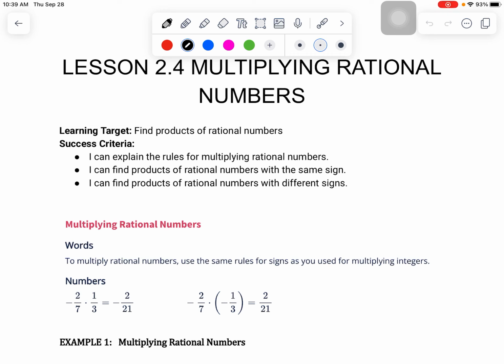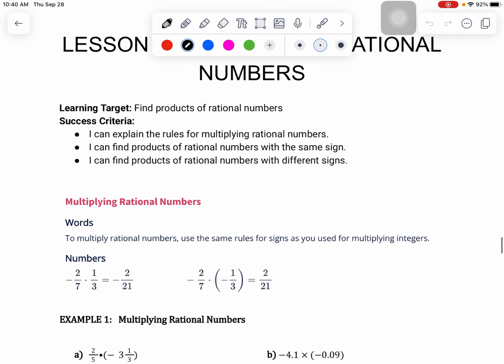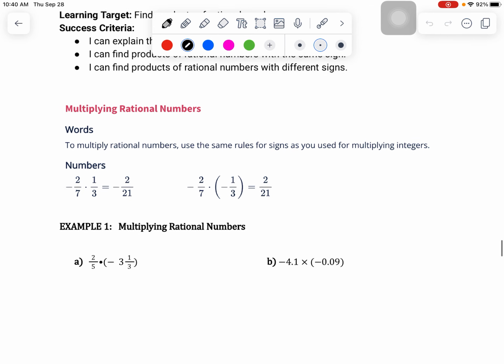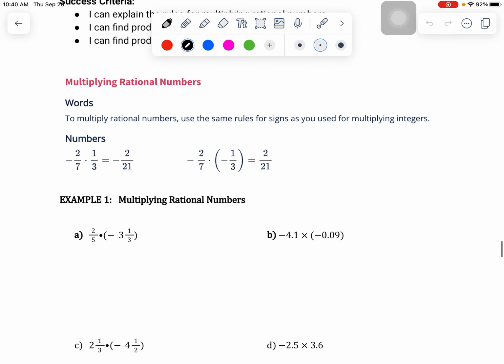Alright guys, today we are going to look at lesson 2.4, which is multiplying rational numbers. So that means we're going to be looking at multiplying fractions or multiplying decimals. And the good news is when we are multiplying rational numbers, we are going to use the same rules that we use when multiplying integers.